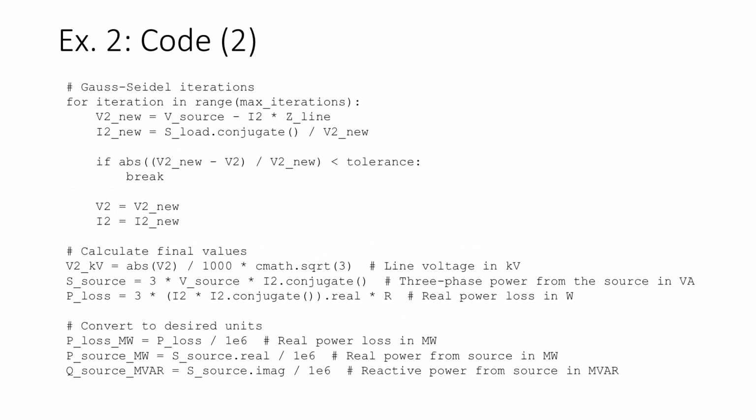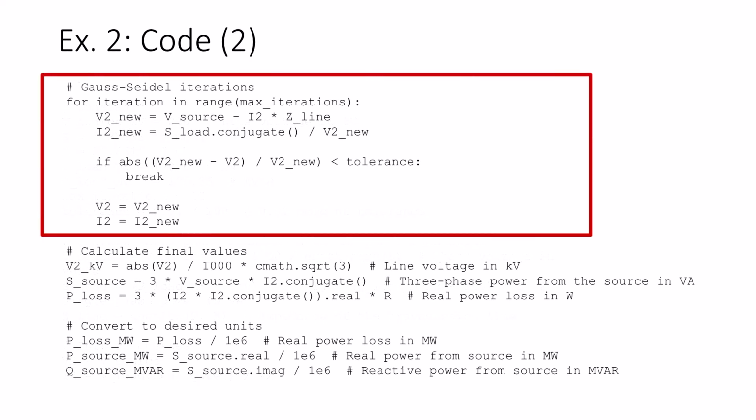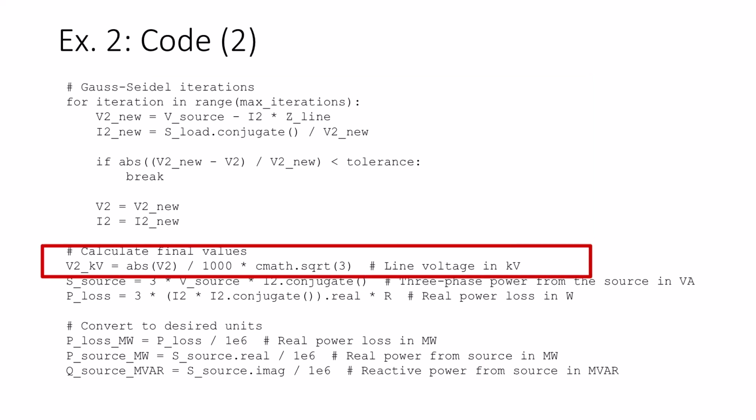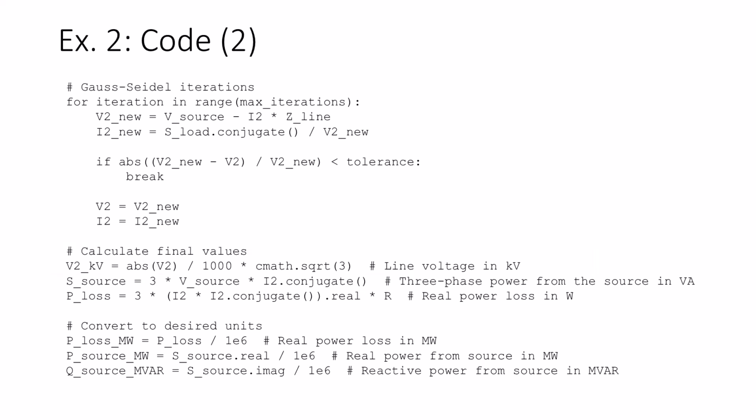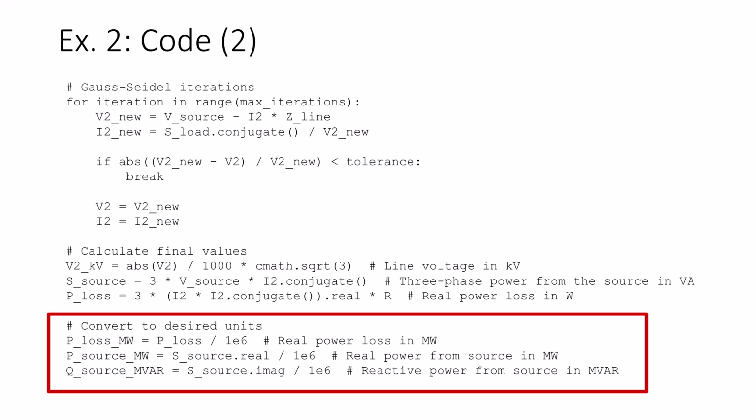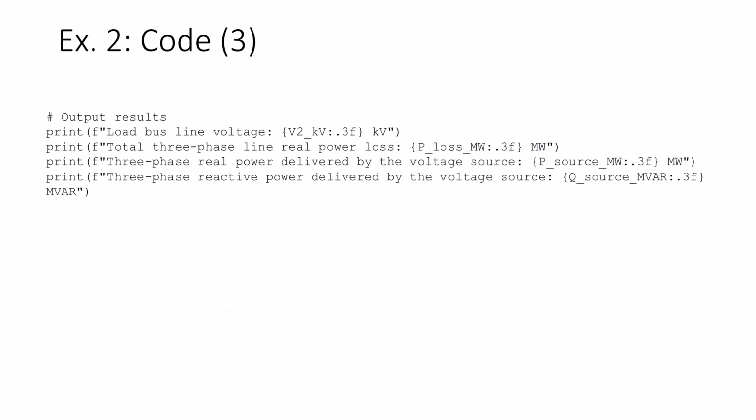Within the iterative loop, V2 new is used to represent the update, while V2 is the estimate. A for loop iterates over a maximum iteration count and jumps out of the loop when error tolerance is reached. We also see that voltage is converted to a line value in kV and powers are converted to megawatts and megavars before being printed. Finally, the code prints out the required results.